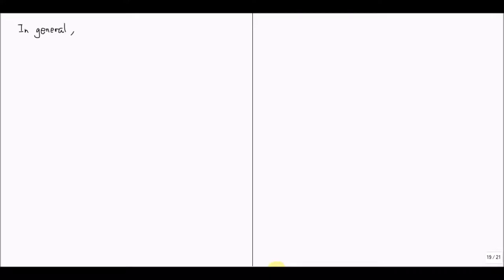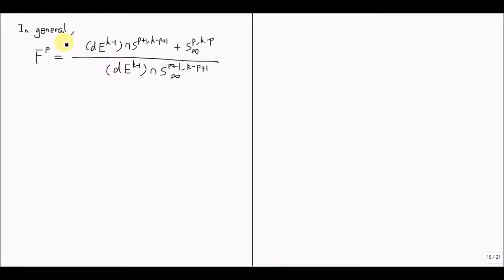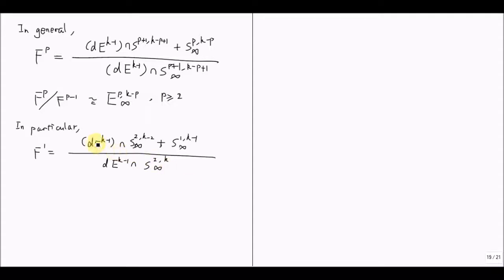And in general, we will define f sub p to be the quotient. This is the definition of f sub p in general. It is defined to be the intersection plus S sub p comma k minus p sub infinity modulo this intersection. And we will also have f sub p modulo f sub p minus 1 isomorphic to the stabilized E sub p comma k minus p object in the spectral sequence. In particular, let's look at f sub 1. f sub 1 is the quotient of the sum dE sub k minus 1 intersection S sub 2, k minus 2 sub infinity plus S sub 1, k minus 1 sub infinity modulo this intersection.